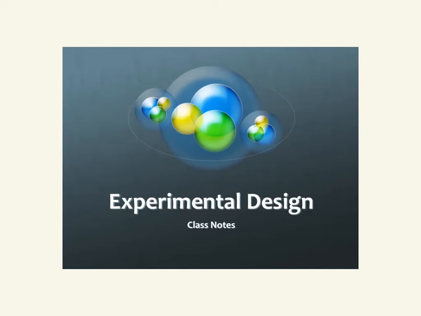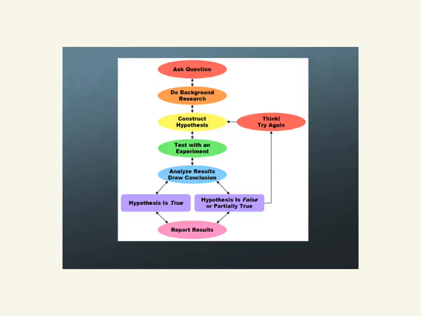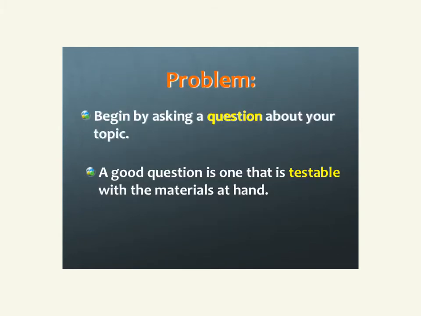These are your class notes on experimental design. This is just a picture that gives you the general flow for how we conduct research in science. We first ask a question, we do some background research on that question, construct a hypothesis from that background research. We're going to test with an experiment, collect data, analyze the results, draw a conclusion. If our hypothesis is found to be supported, then we report the results. If it's not, then we go back and reconstruct a new hypothesis.